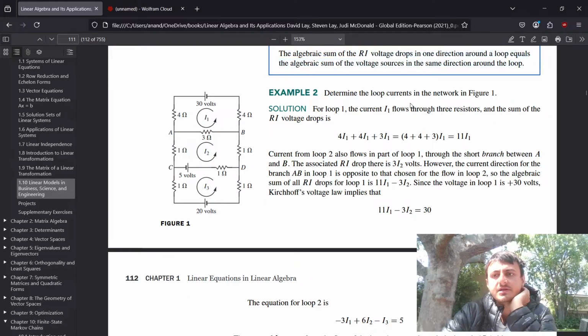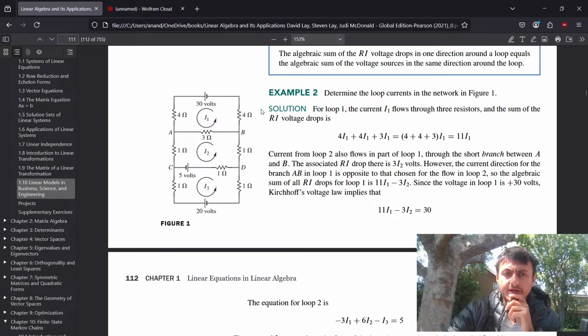Determine the loop currents in the network. Okay, so this is definitely going to be on the test on Thursday, so I might as well understand it. So for loop 1, the current flows through 3 resistors.